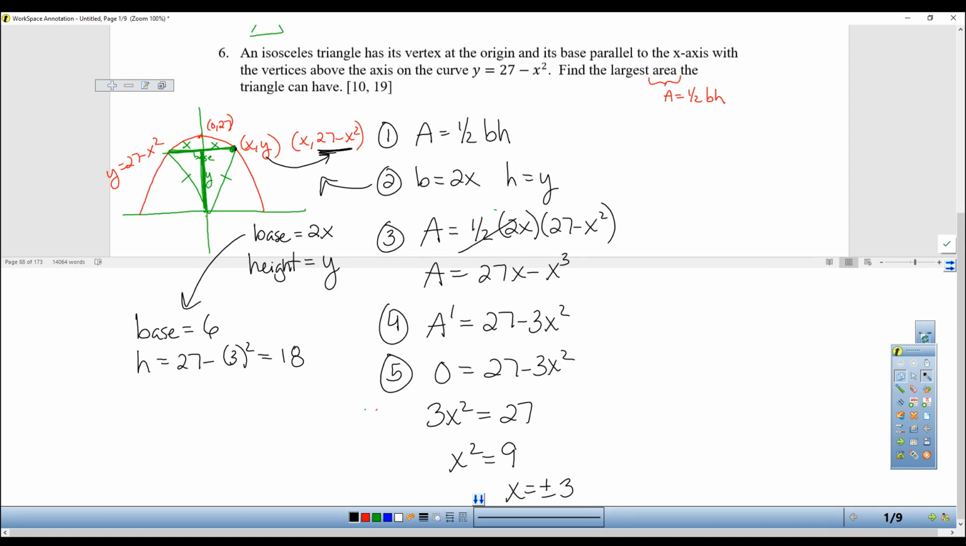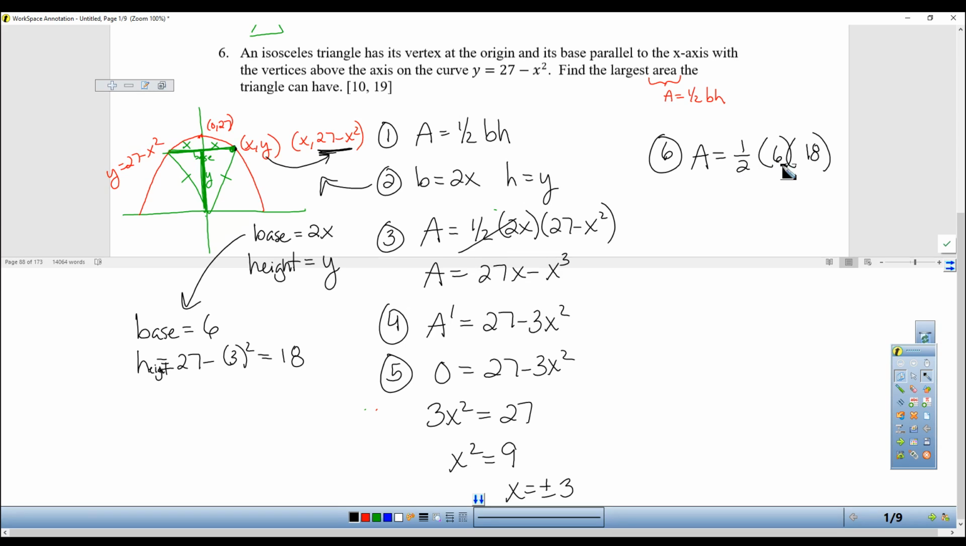So I found the base, and I found the height, but that's not what the question asked. Remember, step 6 is to always look back and figure out what the question is asking for. They're asking for the largest area. So area is 1/2 base times height.